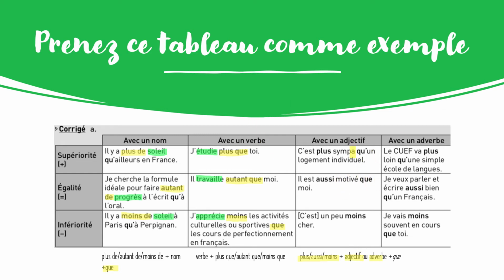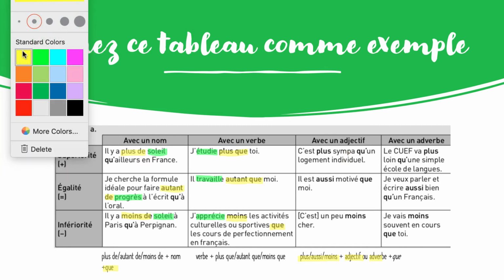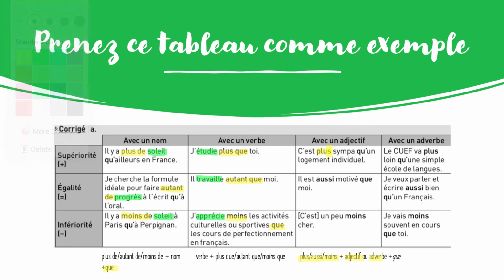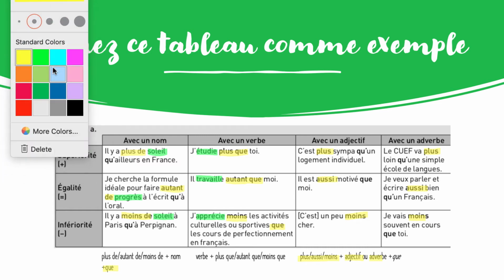All right, so first of all, what I'm gonna make you do, or even pause this video and do it mentally, is highlight your comparison words. So that would be plus, aussi. Aussi, that's another equality one. Égalité, the same, right? The equal sign. Moins, moins, aussi, plus.